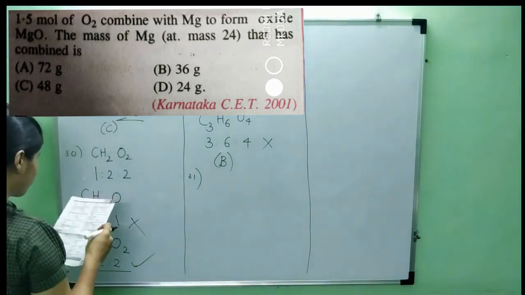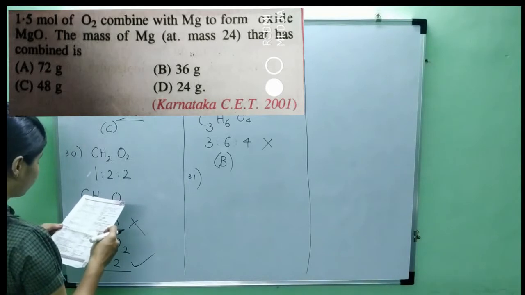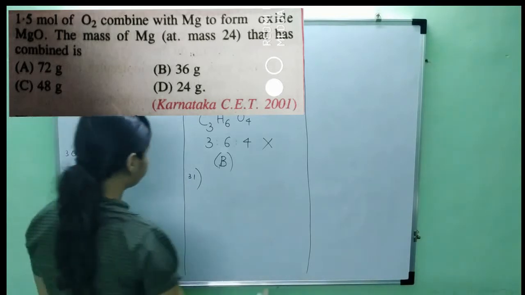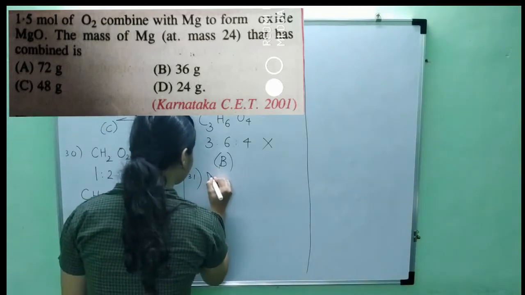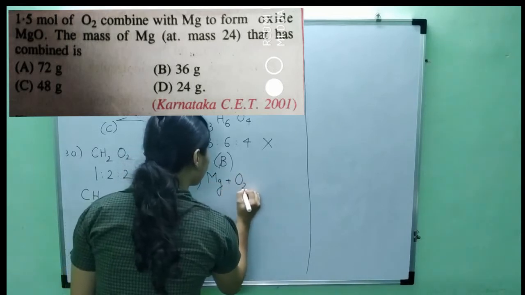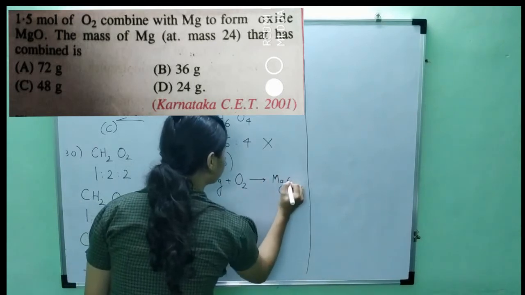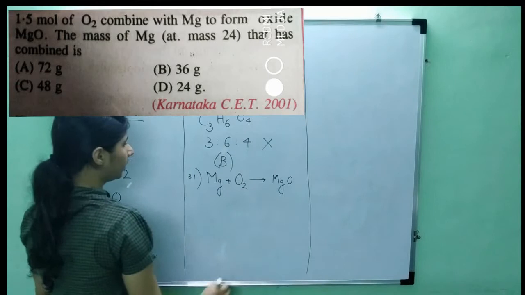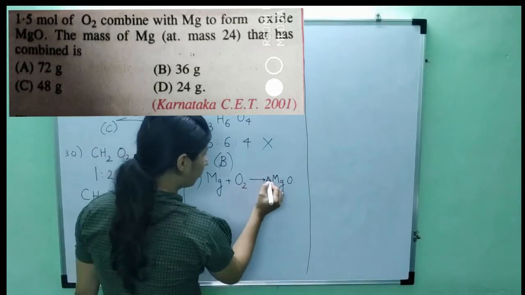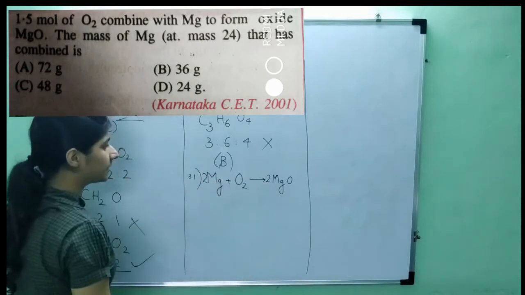Next question. If 1.5 mole of oxygen combined with magnesium to form oxide MgO, the mass of magnesium that has combined is? Now first look at the equation. Magnesium has to combine with oxygen and this will give magnesium oxide. Now first I'll have to balance the equation. Okay, so this is the balanced equation.